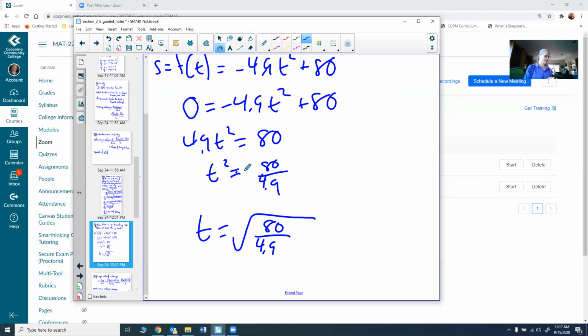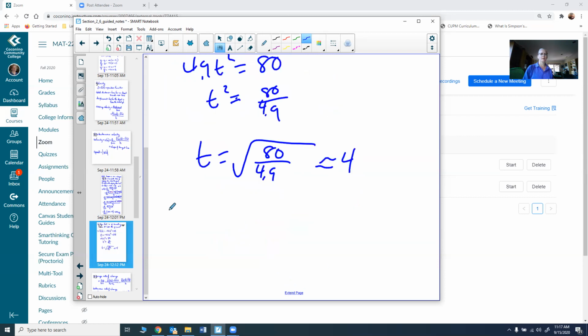So we've got to go find out what that is. We'll quickly do the square root. We're going to do 80 divided by 4.9, then take the square root of that. And it looks like about 4 seconds.